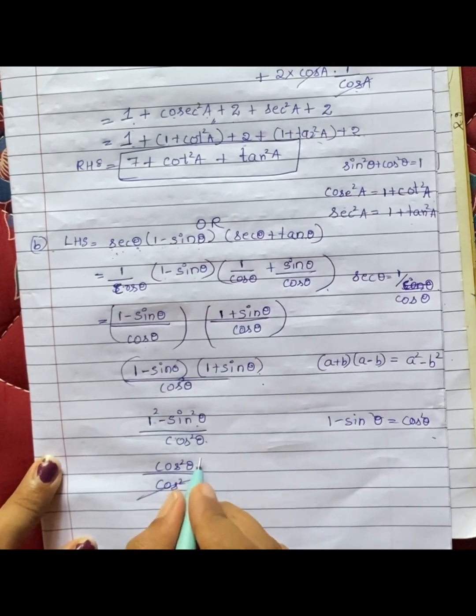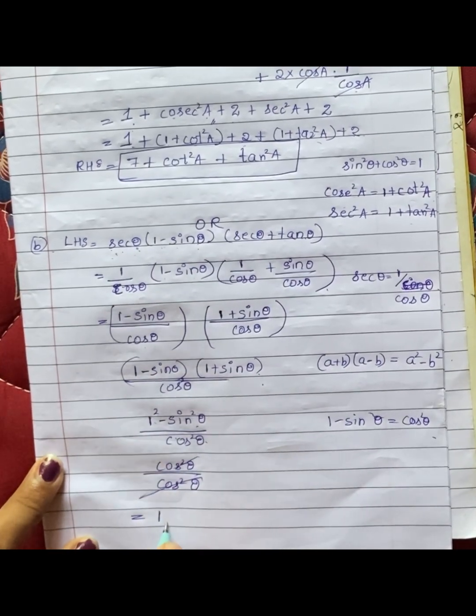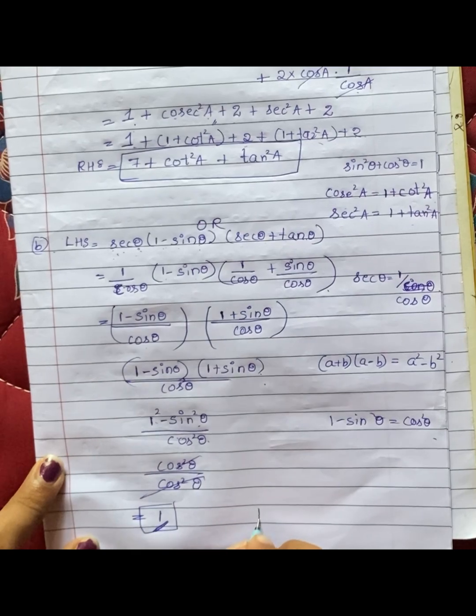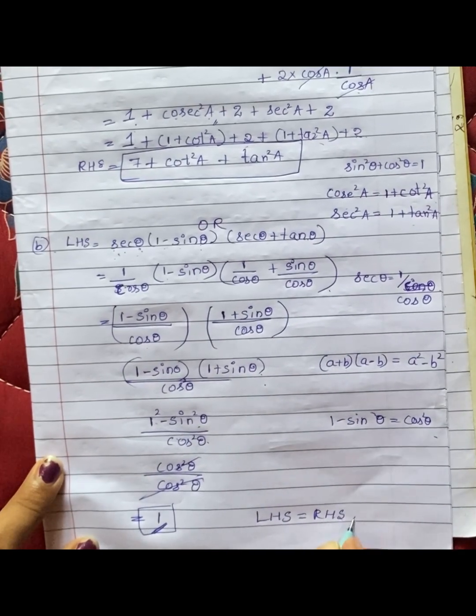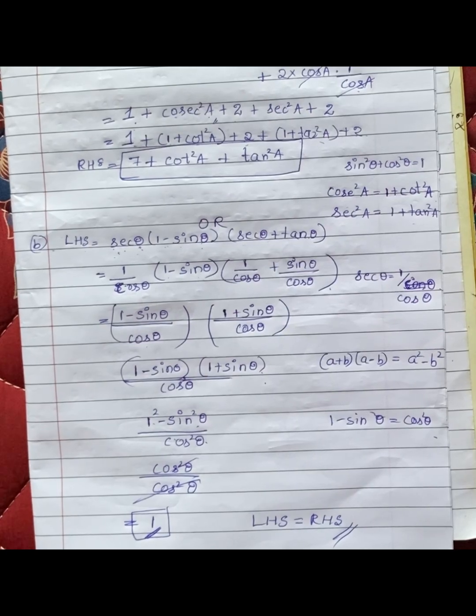1 minus sin square theta is cos square theta, divided by cos square theta. So cos and cos get cancelled. We have 1 as an answer. So here LHS equal to RHS. Hence proved.